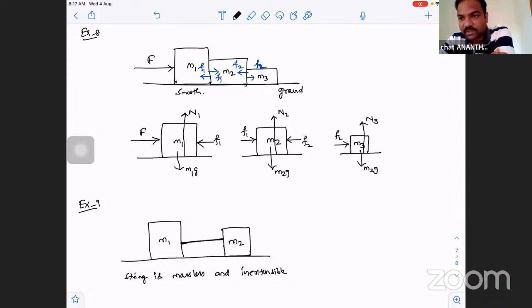So now I'm taking two blocks, M1 and M2, which are connected by a string, and we are applying a force F and pulling them. We are pulling the blocks with the force F. Now draw the free body diagram on M1 and M2.